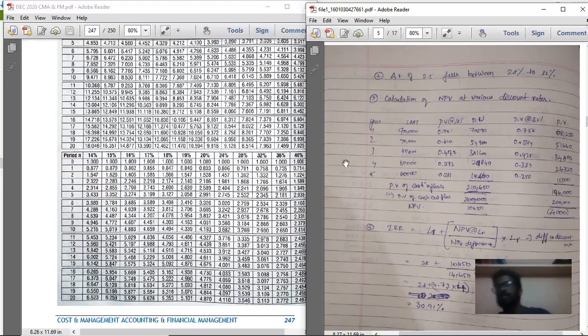Now come to the first column, years, record 1, 2, 3, 4, 5. Next to that, CFAT. We have already calculated the CFAT. Take down 90,000 for the first year, second year 90,000, third year 80,000, fourth year 80,000 and fifth year 60,000. So those are the CFATs.